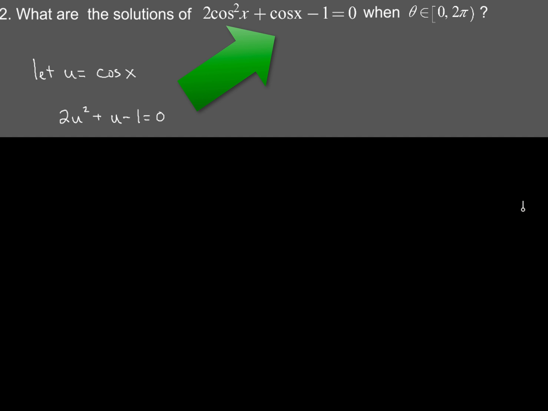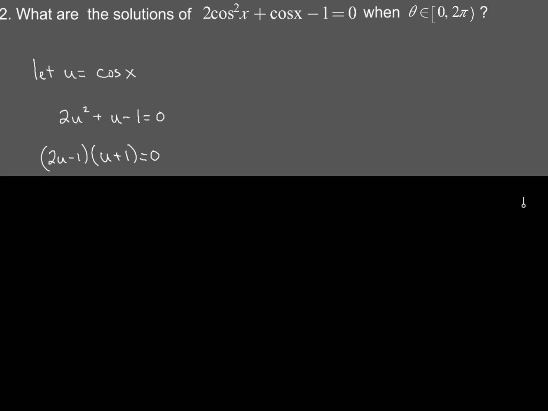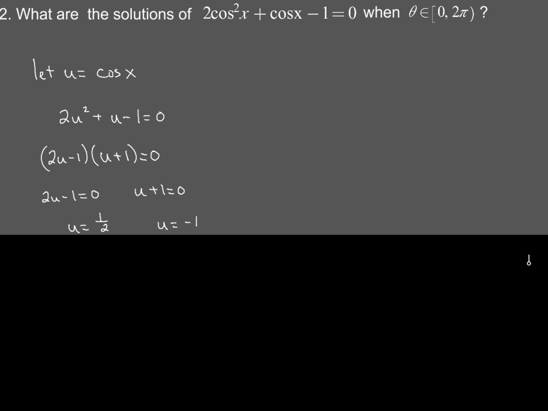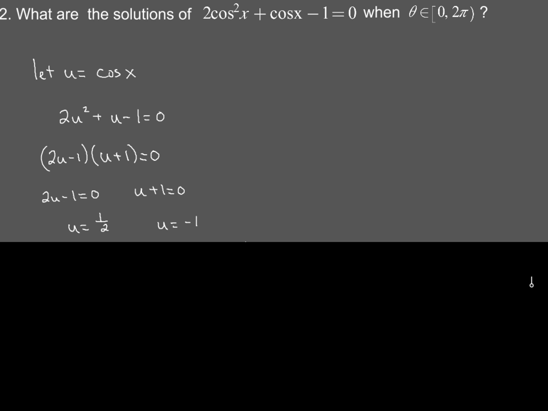When we do that, we're just going to be presented with this equation instead, 2u squared plus u minus 1. That's the same thing as 2 cos squared x plus cos x minus 1 equals 0, but we're making that u substitution. For a lot of people, they can see the factoring patterns a lot easier in this format. From there, you simply factor. Setting each factor equal to 0 and then solving, you get a value of u equals 1/2 and u equals -1.